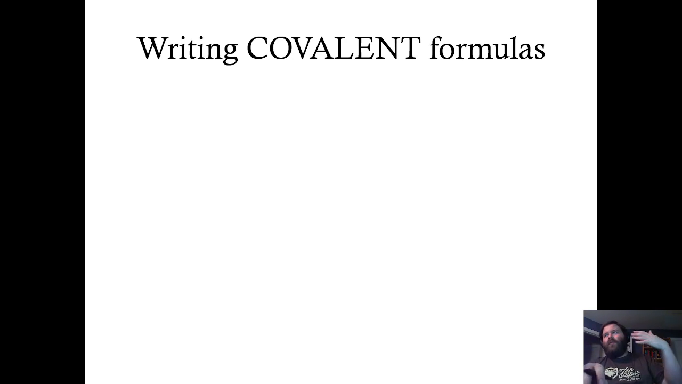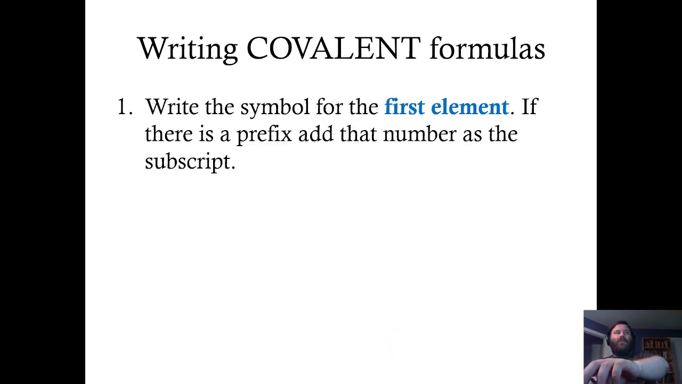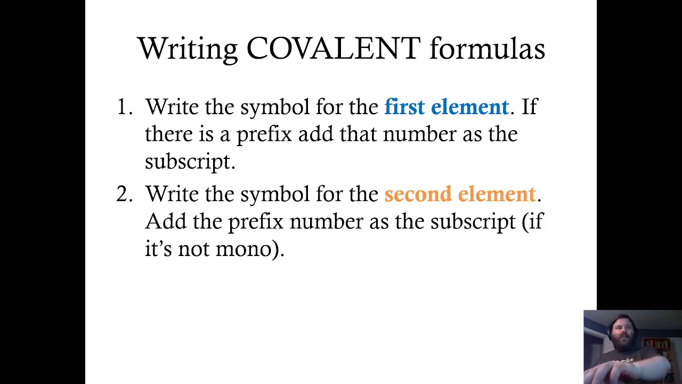Okay, now we're writing covalent formulas. So basically what we were doing before, right, we had the formula and we needed the name. Now we're doing the reverse. What if I give you the name and you need to write the formula? Okay? It's basically the same thing, except you don't need to worry about the spelling and you don't need to worry about ending things in "ide" and stuff like that. You just write the first element. If there's a prefix, you swap it back to the number and then add it as a subscript. Okay? And then you do the same thing for the second element. But keep in mind, we don't add subscripts when there's only one.